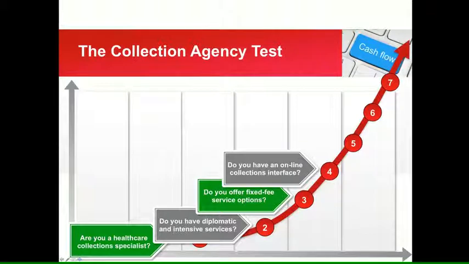Next, do you have an online collections interface? Can I place accounts online? Can I check my reports online? Again, it's 2015. We should be able to have that kind of relationship with our agency now.